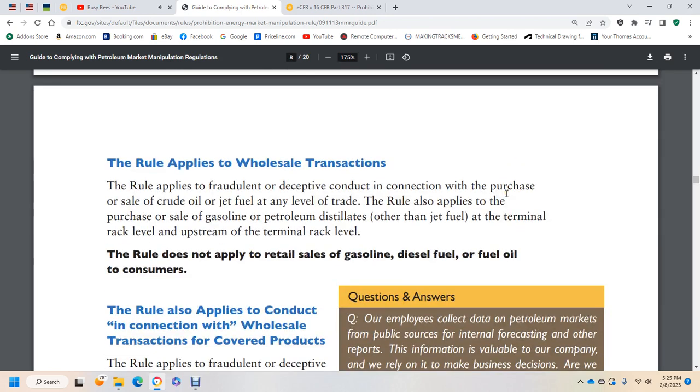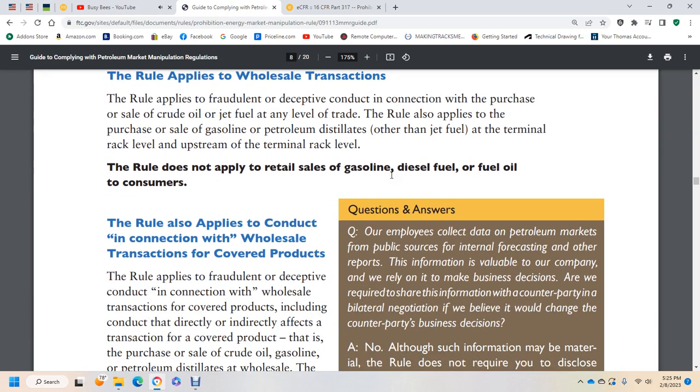The rule applies to wholesale transactions. The rule applies to deceptive conduct in connection with the purchase or sale of crude oil or jet fuel at the wholesale level. The rule applies to the purchase and sale of gasoline, petroleum distillates, and jet fuel at the terminal rack level and upstream of the terminal rack level. The rule does not apply to retail sales of gasoline, diesel, or fuel oil to the customer.